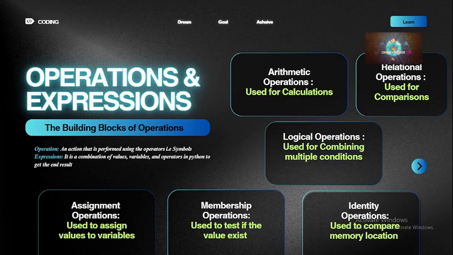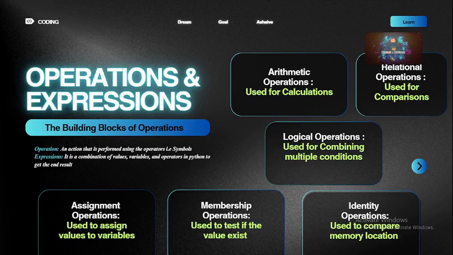When coming to the relational operations, we prefer this operation when we have a comparison. We use logical operations when we have multiple conditions, and assignment operators where we assign values to variables. Membership operations are used to test whether a particular value exists or not, and identity operations are used to compare memory locations. So first let us understand these building blocks bit by bit.